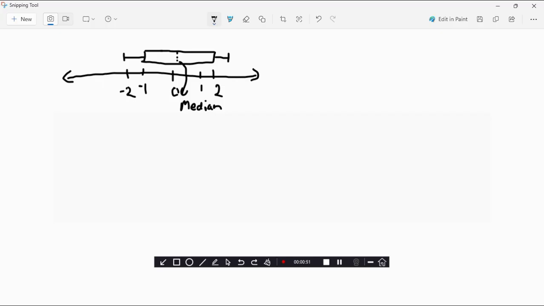Your whisker on the left-hand side is for your minimum value. On the right-hand side, this is your max value. Over here, this is your first quarter. This would be the starting point of the box, and the end point of the box is your third quarter. And your median would be your second quarter.